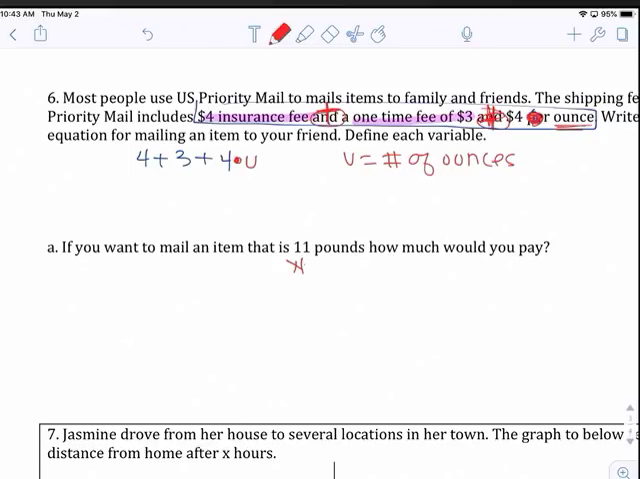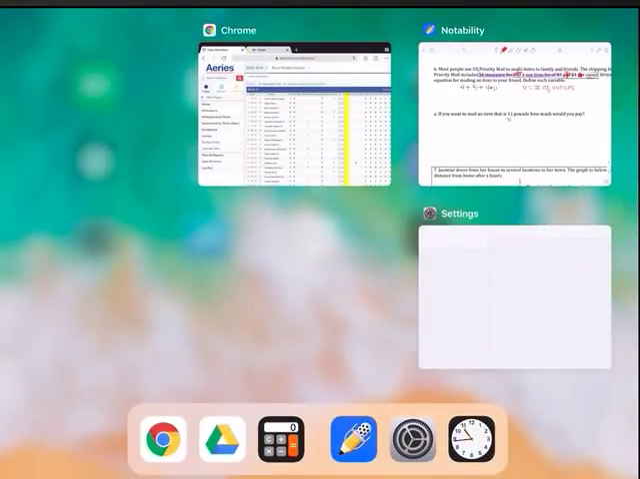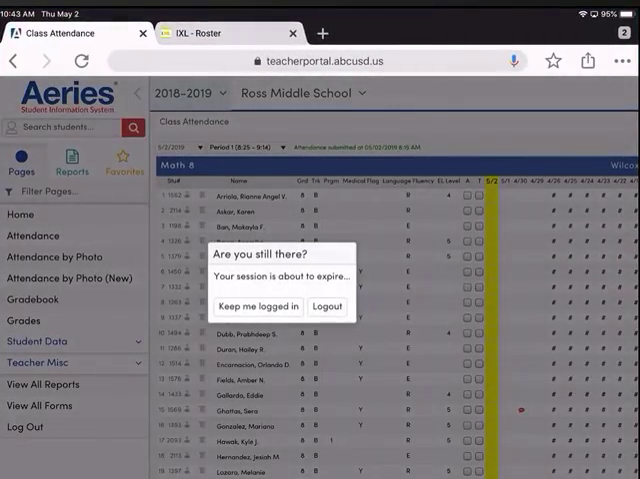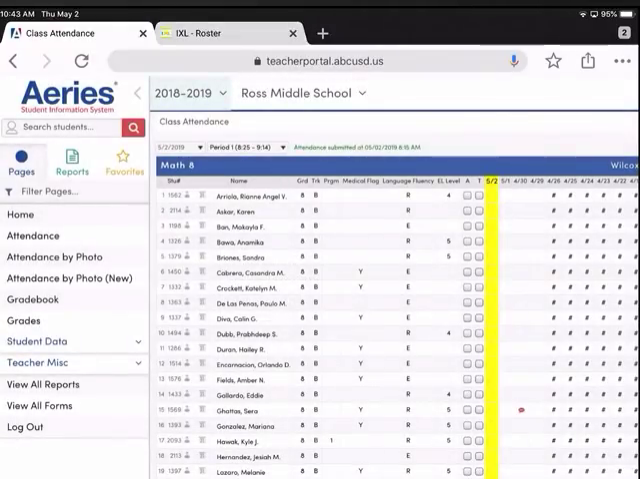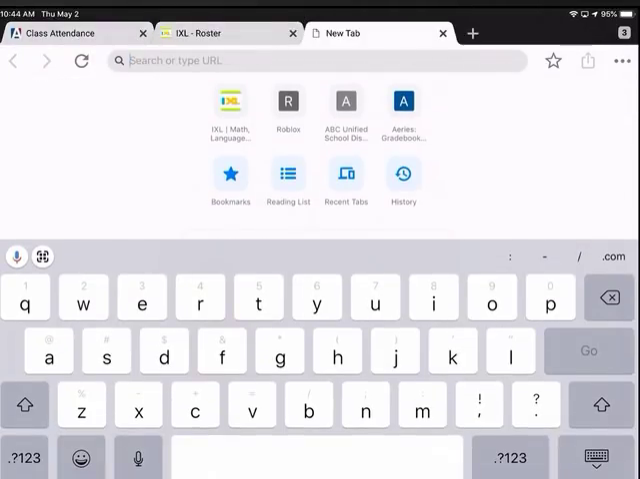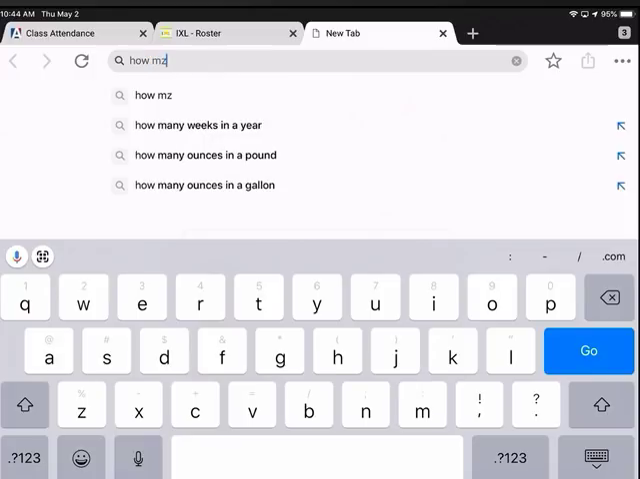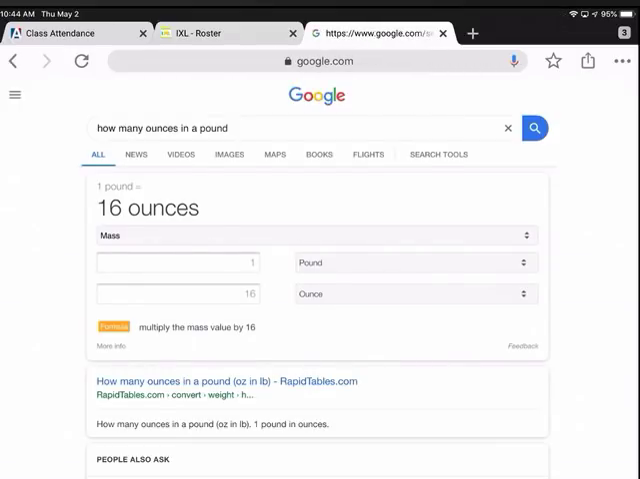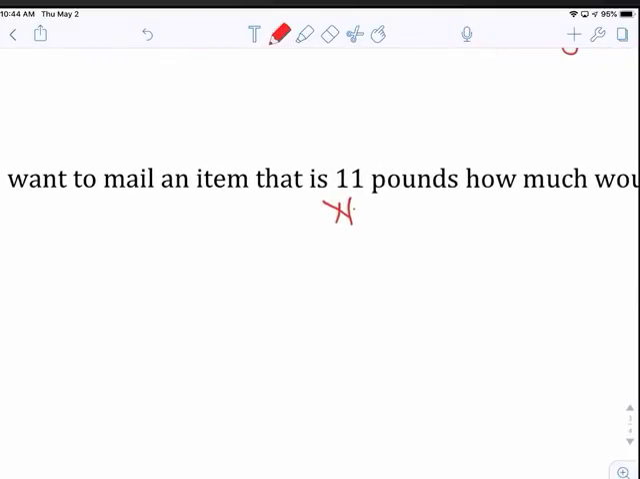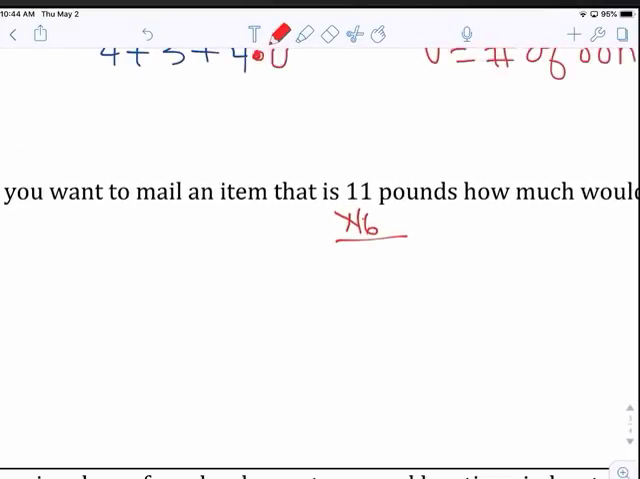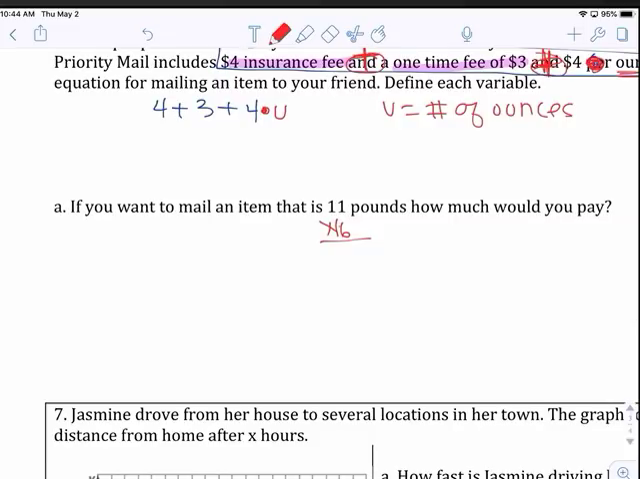Is it 16 ounces? Can we just Google how many ounces in a pound? Ask Siri. It's right there. Ounces in a pound: 16. I was close. So do we do 16 times 11? Yeah, 16 times 11. So what's 16 times 11? 176.